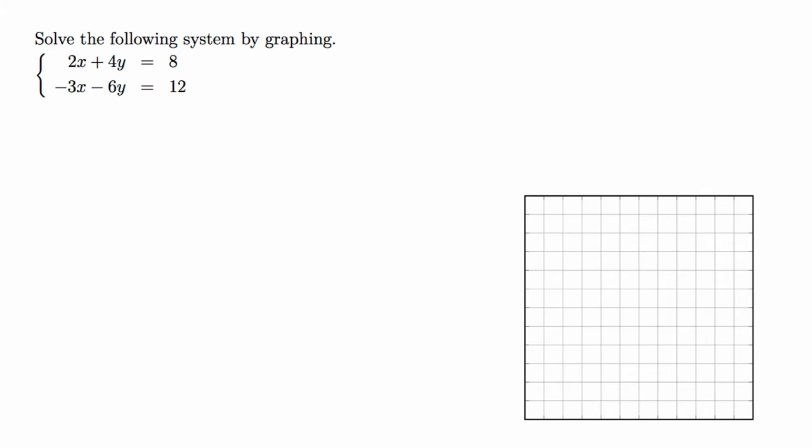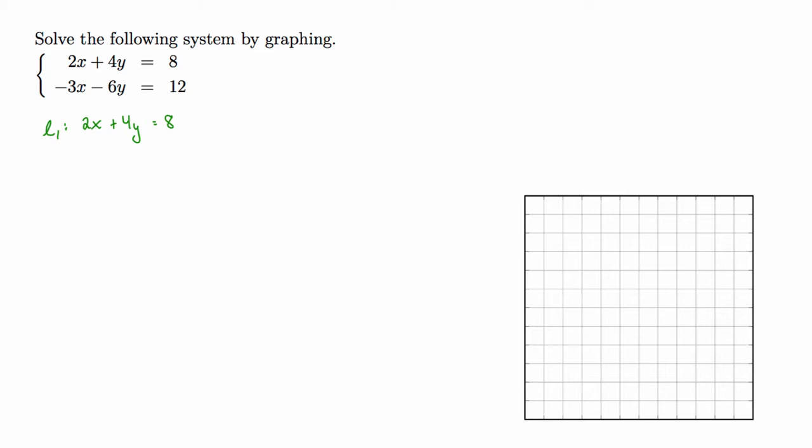To solve the system 2x plus 4y equals 8 and negative 3x minus 6y equals 12 by graphing, we will first want to put each equation into slope-intercept form. We'll begin by labeling L1 as our first equation, 2x plus 4y equals 8.